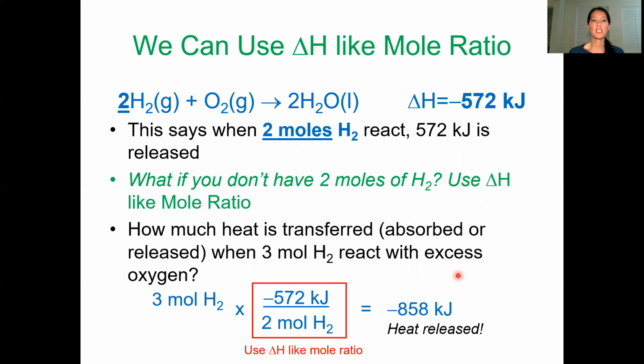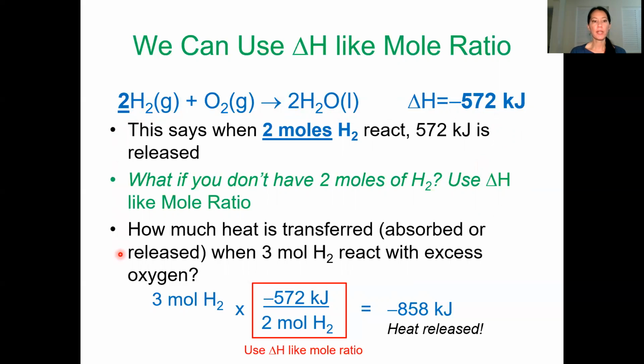What can we do with this information? We can calculate the heat transfer for any amount of any of these substances. So let me walk you through this equation and the way that we use it. This equation says that 2 moles of hydrogen plus 1 mole of O2 gives 2 moles of water. When 2 moles of H2 react, this says 572 kilojoules is released. But what if you don't have 2 moles? What you're going to do is use delta H and whatever stoichiometry you're looking at, like a mole ratio.